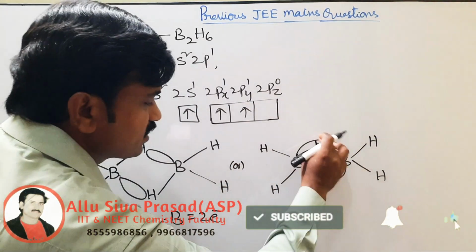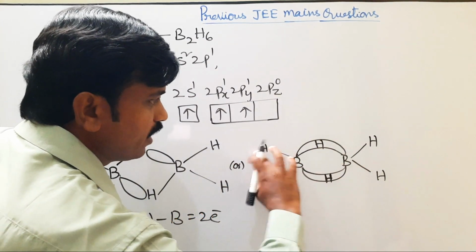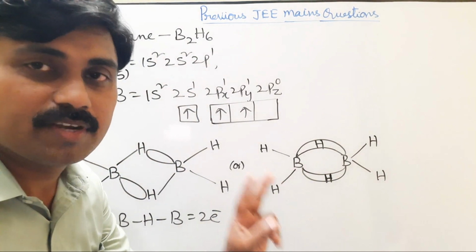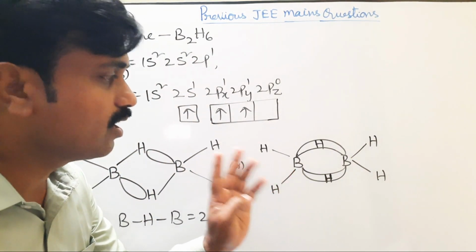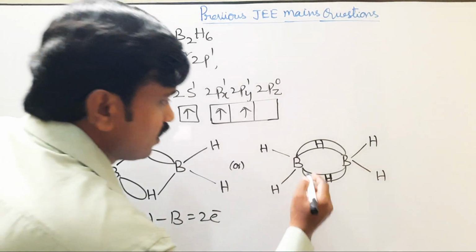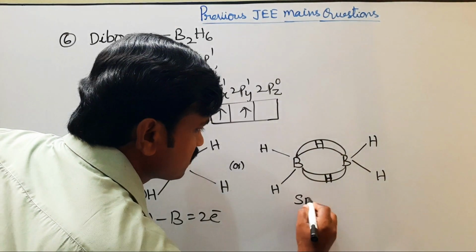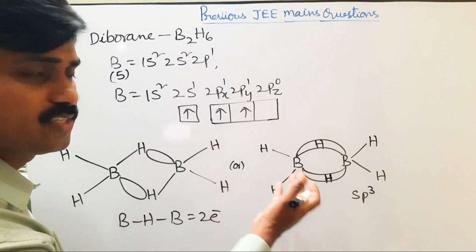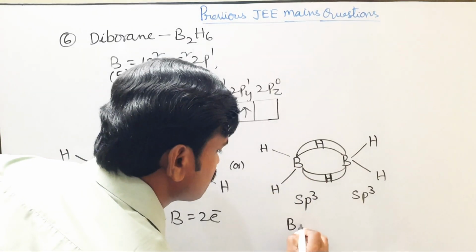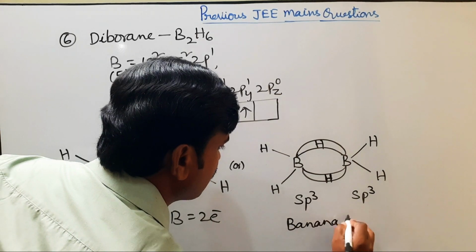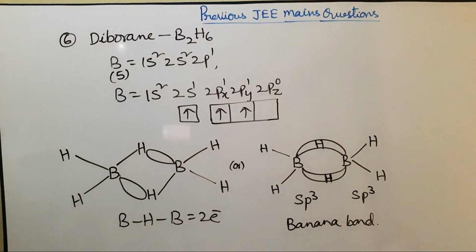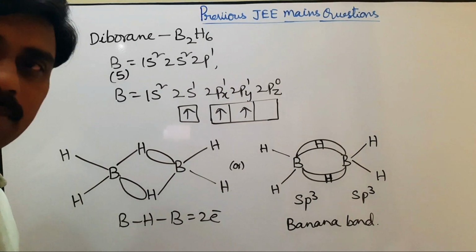So these 2 hydrogens are called bridge hydrogens. Left side 2 hydrogens and right side 2 hydrogens are called terminal hydrogens. So here bridge hydrogens are 2, terminal hydrogens are 4. And here boron undergoes sp3 hybridization. This boron also undergoes sp3 hybridization. The bridge looks like a banana shape, that's why it is called banana bond or tau bond. So this is the hybridization of diborane.